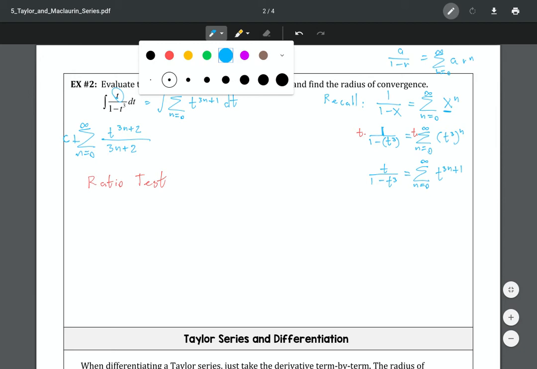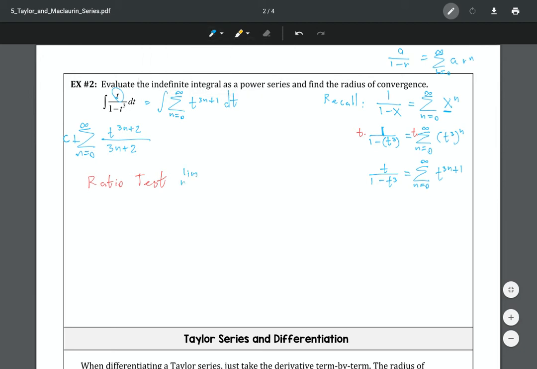And if you remember the ratio test, I guess I'll write it over here. You basically have the absolute value of a sub n plus 1 over a sub n, the limit as n goes to infinity of a sub n plus 1 over a sub n. So a sub n plus 1 just means that I'm going to add 1 to those powers. Okay, so here we go.